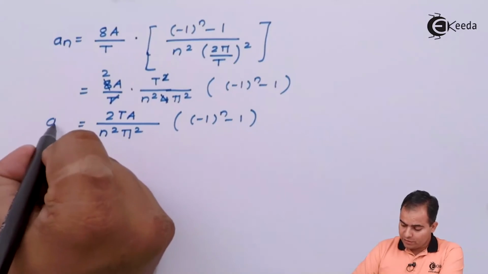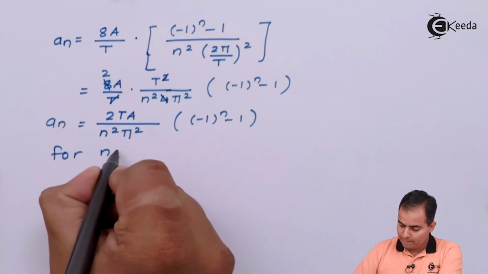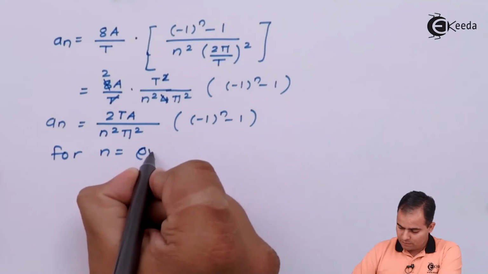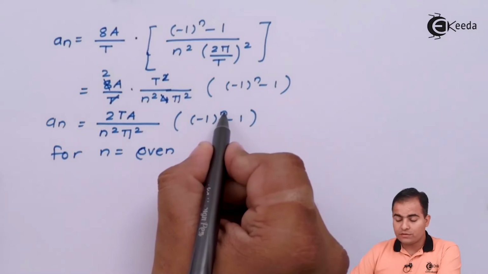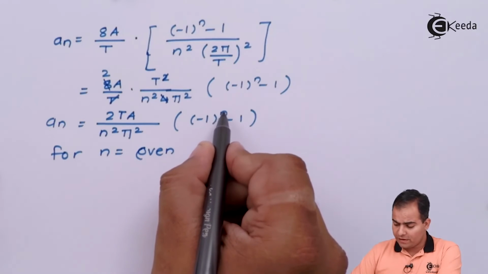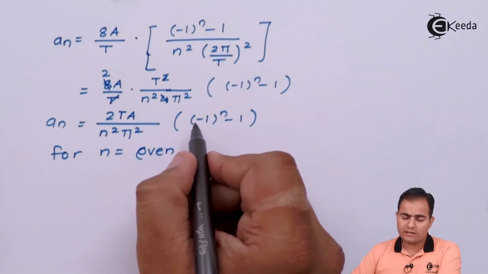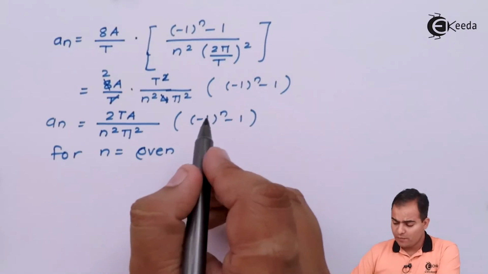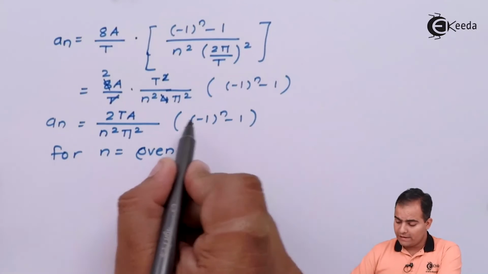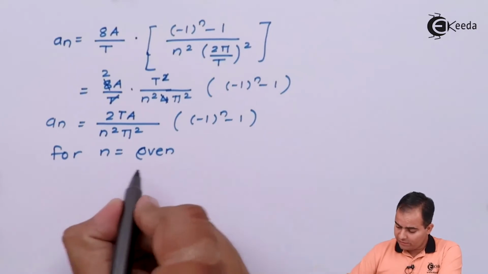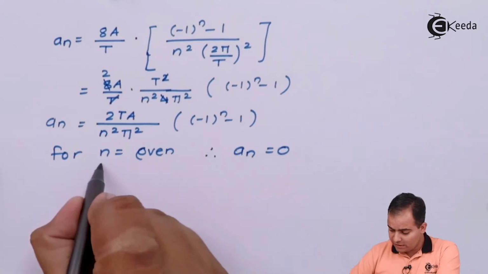Now here we'll substitute the value of n. First of all, if my n is even, then minus 1 raised to even is always 1. You can take 2, you can take 4, you can take 6, any even value. Minus 1 raised to even is always 1, and 1 minus 1 becomes 0, and 0 into anything is always 0. So my an value is always 0 for n even.